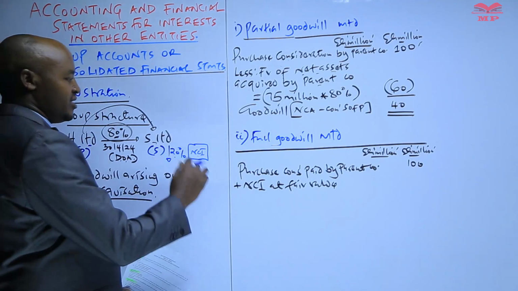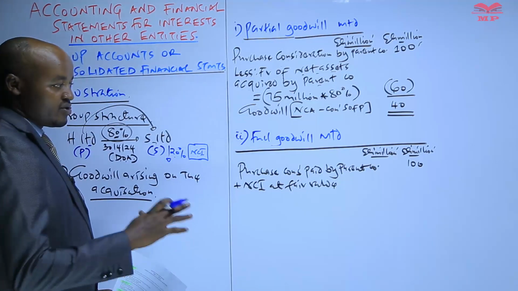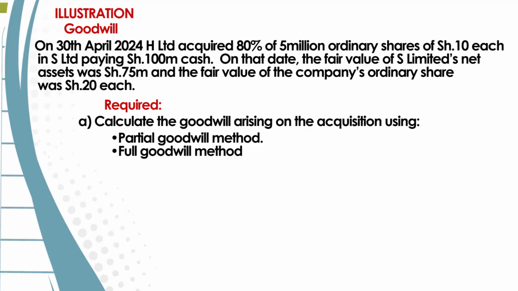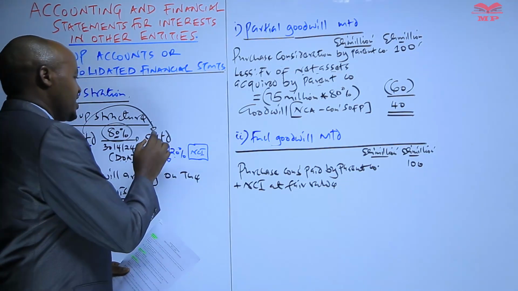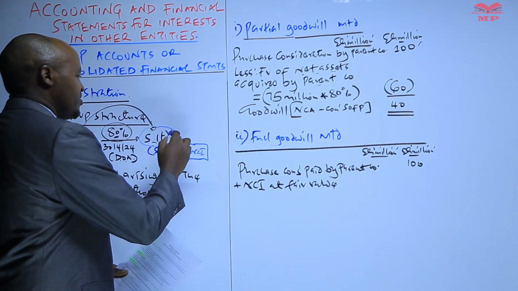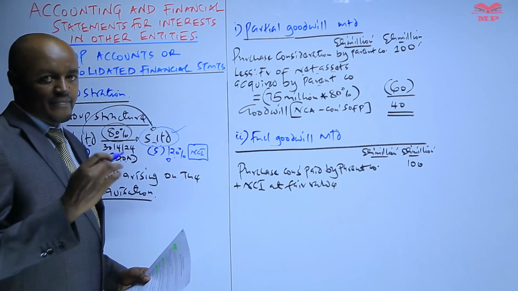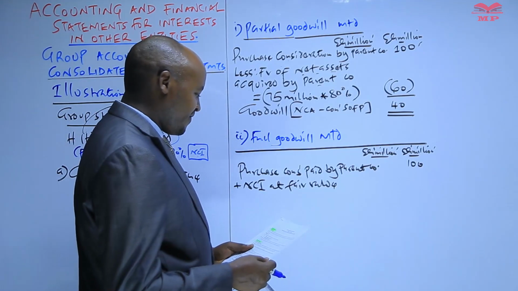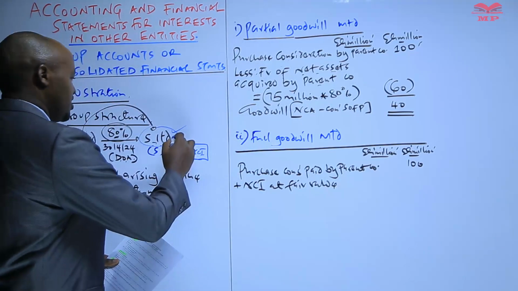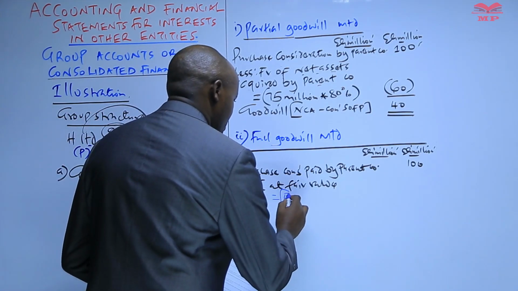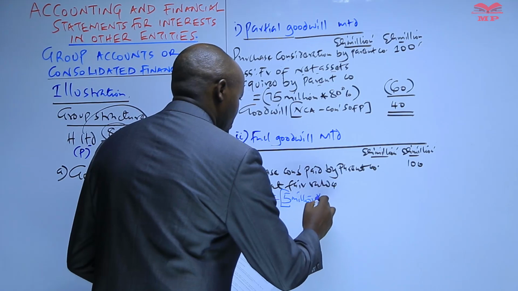Basically, in most cases this figure will be given, or the examiner will give you this particular figure. But if you're not given that figure, for example, in this question we are not given the NCI at fair value, the first thing we need to do is to determine how many shares are held by the minority shareholders in the subsidiary, and then multiply that by the fair value per share. For example, as per the first sentence, the shares issued by S Limited were 5 million. So these are the shares issued by S.